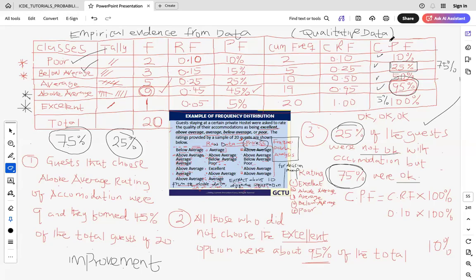Okay, good. So the established formula, yes, I get you. Now, let me answer the second one first. The established formula for the cumulative frequency you are seeing here is this: new frequency is equal to old frequency plus current frequency.